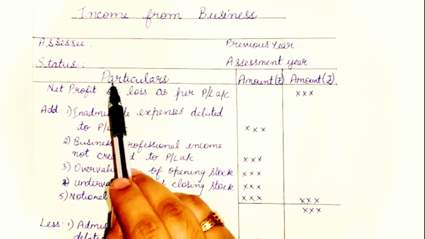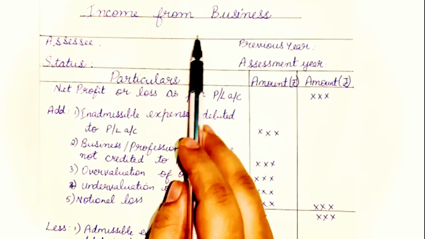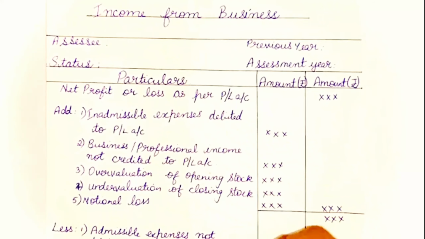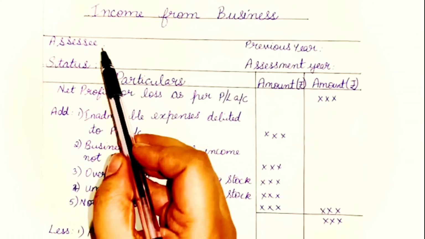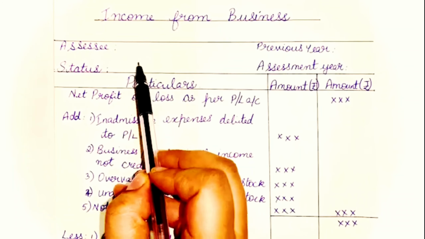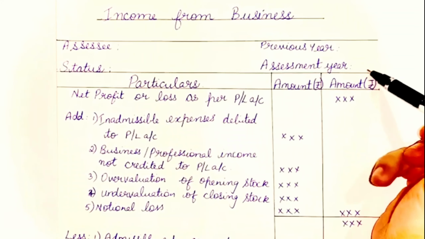Hi everyone, in this video I'm going to teach you about the format for computing income from business. Now when you are computing taxable income from business, this is the format which you all have to follow. The name of the SSC, status here refers to whether he's a resident, not ordinarily resident or non-resident. The previous year has to be written and then the assessment year has to be written.